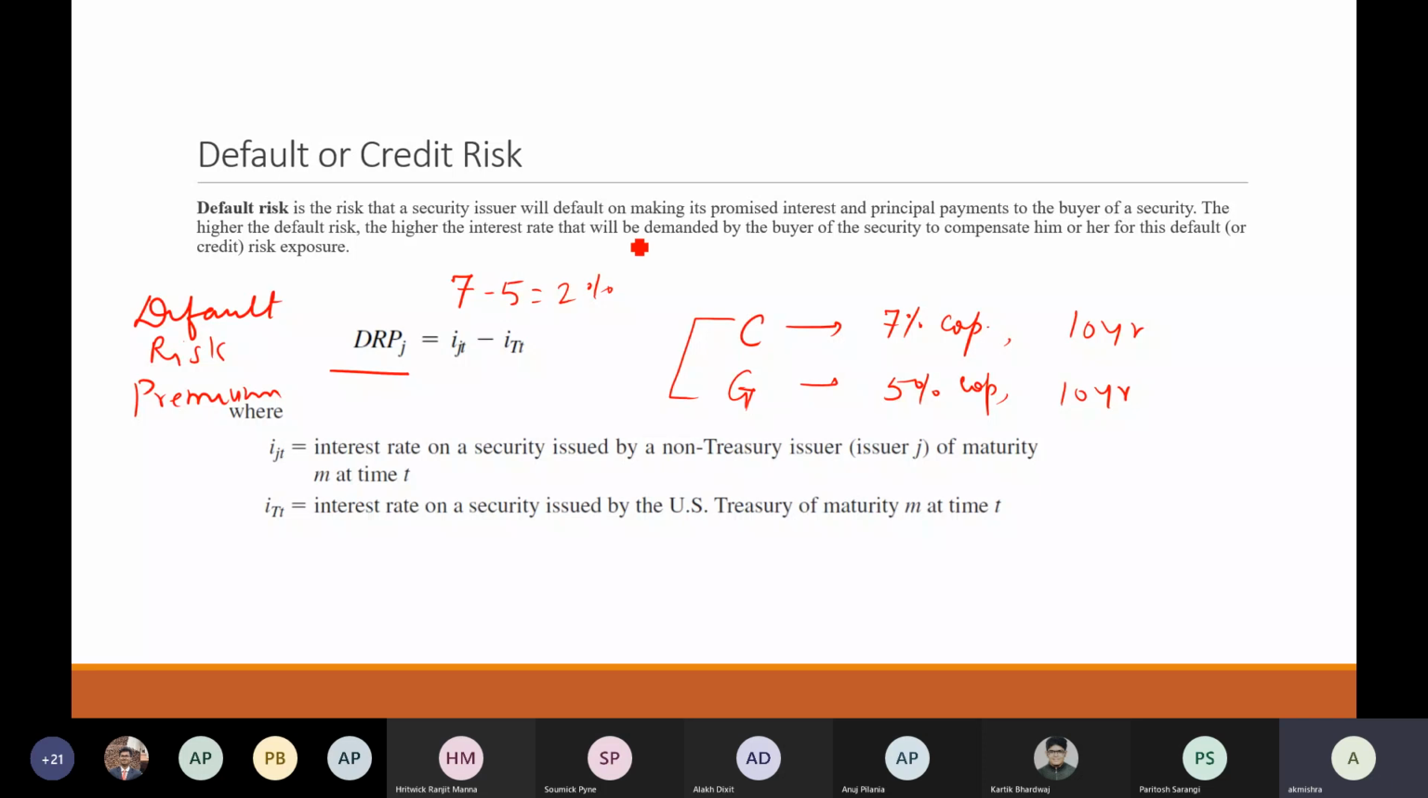So here, whatever 2% we are observing, the company may instead be offering around 9%. Then this will go up by another 2%, so this will become 9, and the investor will be getting an additional 4% for investing in a high-risk company, taking a bond or debt instrument of such companies.